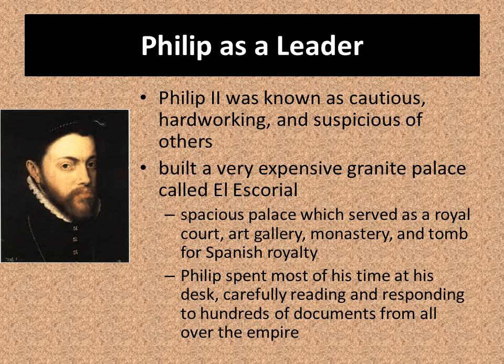Philip as a leader. He was known as cautious, hardworking, and he was suspicious of others. He built a very expensive granite palace called El Escorial. This was a spacious palace that served as a royal court, an art gallery, a monastery, and a tomb, or almost like a cemetery above ground, for Spanish royalty.